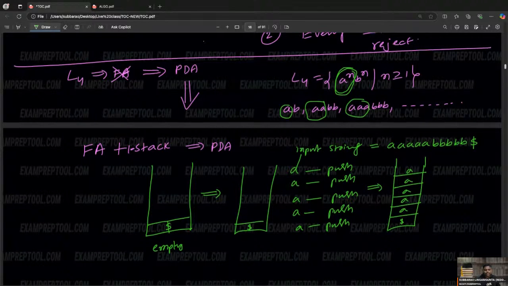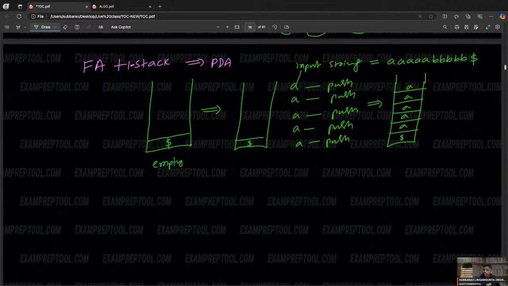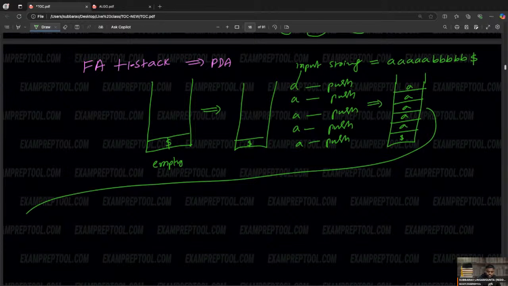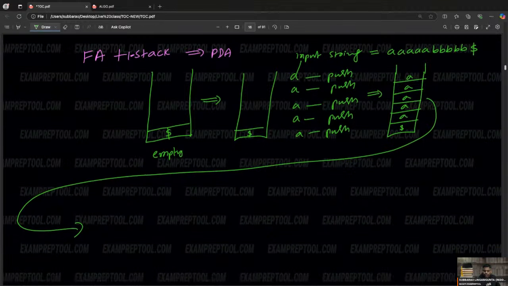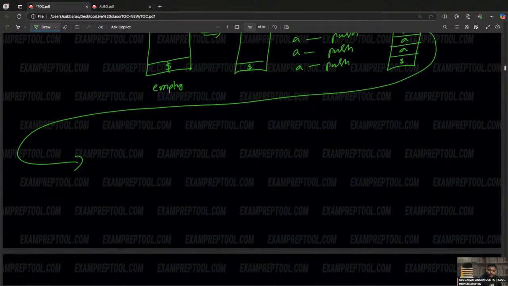Okay, fine. Now people are saying, sir, now B's have started coming. What should I do? Everyone observe. B is coming, top of the stack is A, pop. Next one, B coming, top of the stack is A, pop. B coming, top of the stack is A, pop. B is coming, top of the stack is A, pop.